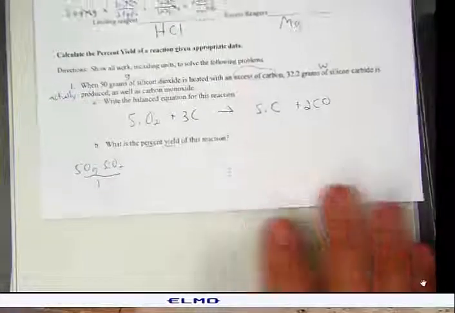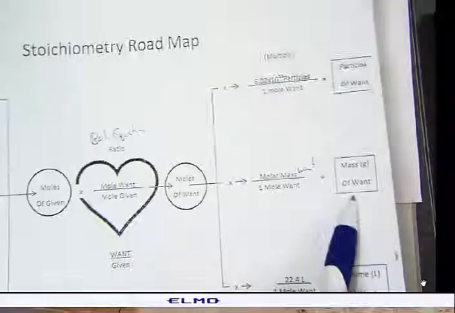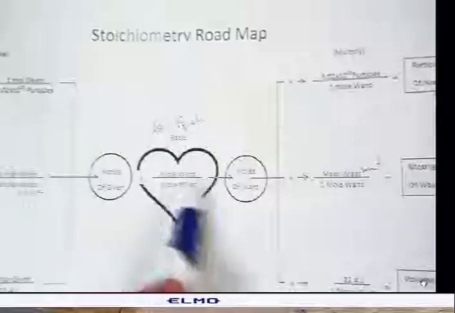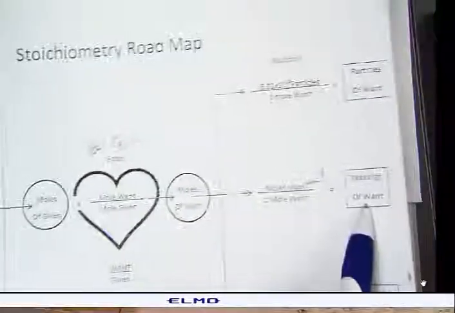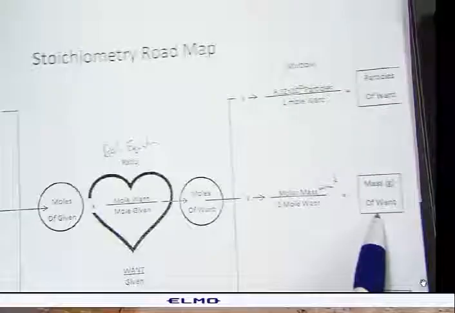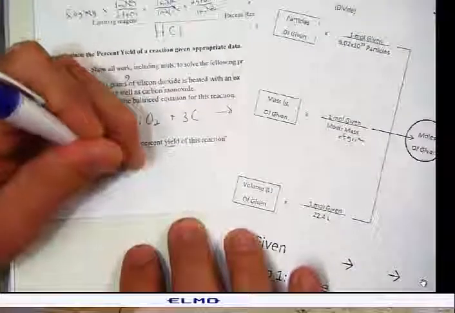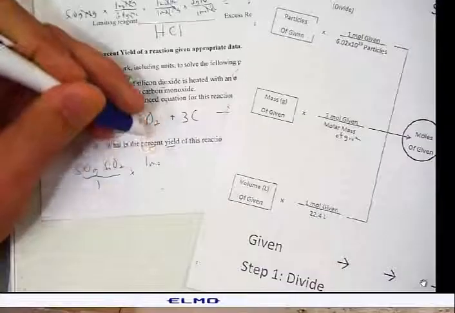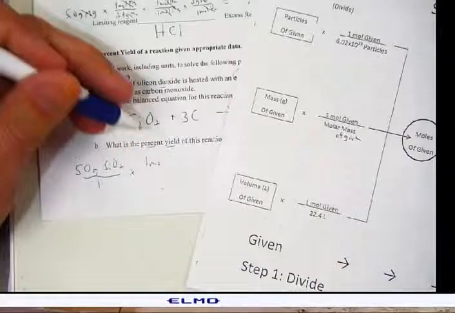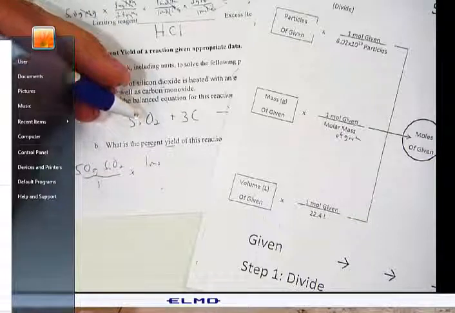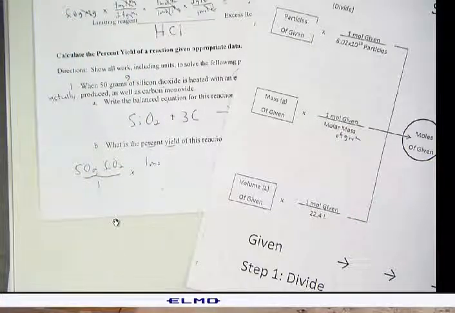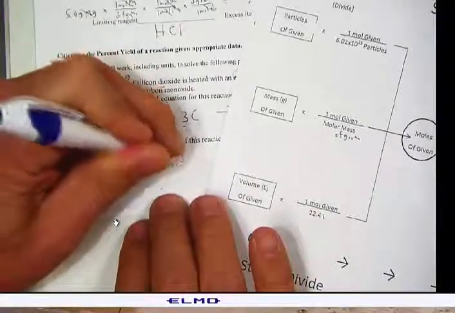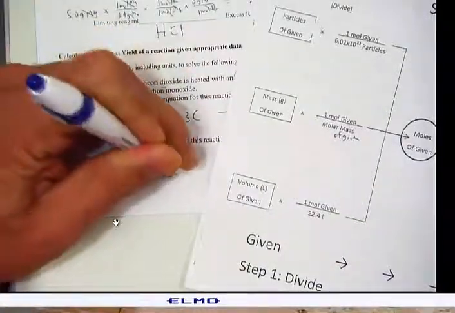So where are we at on the map? We were given grams of given. We're trying to get to grams of want. We simply follow 1, 2, 3 steps to get our theoretical yield. And then we'll read the directions to see what to do next. 1 mole of SiO2 is going to be 32 for oxygen plus another 28, 60 grams of SiO2.